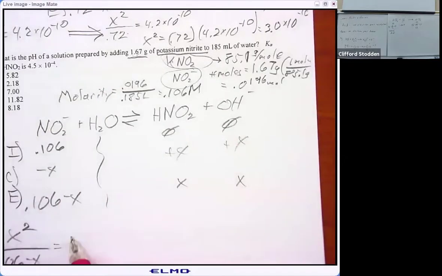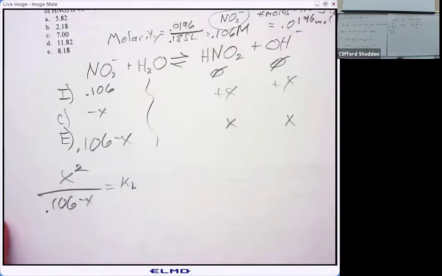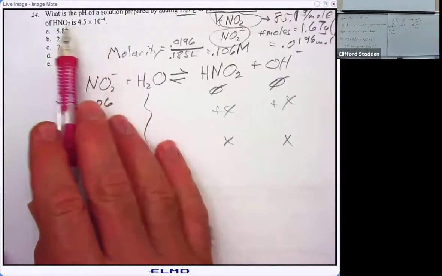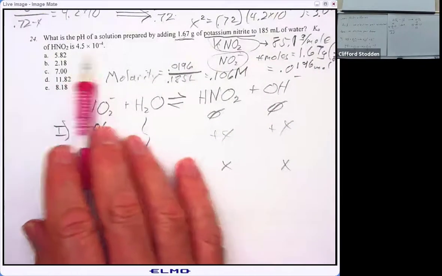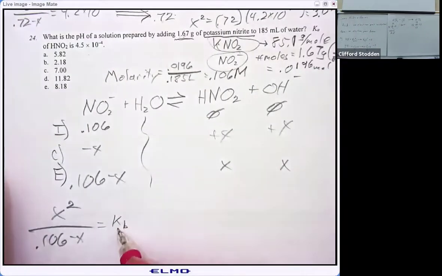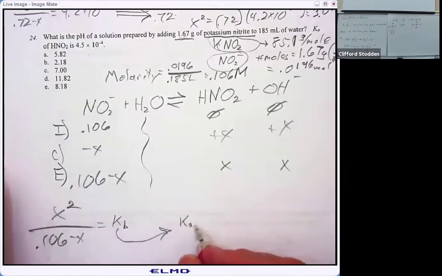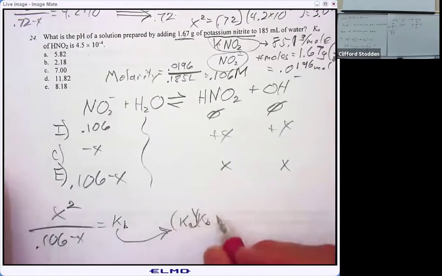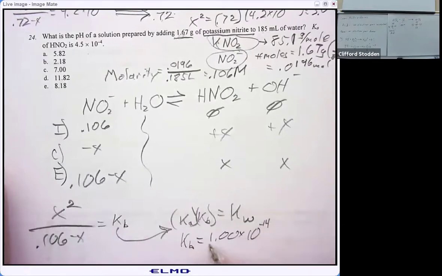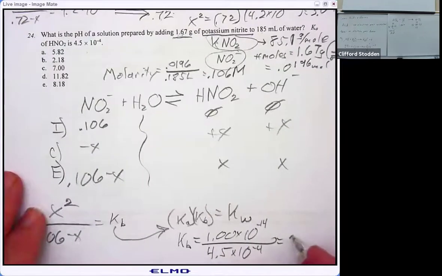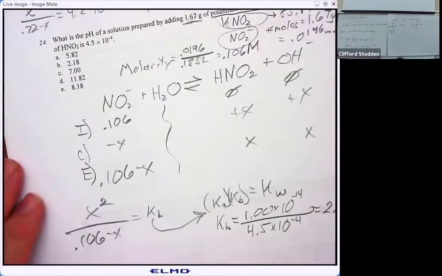And what this has to equal is the Kb. If you look back in the original problem up here, they don't give you Kb. They give you the Ka of nitrous acid. So you have to do another little side calculation here to get Kb, and you use the relationship Ka times Kb equals Kw. So you've got to calculate Kb first. It's going to be 1 times 10 to the minus 14 over this number up here. That's 2.2 times 10 to the minus 11. That's your Kb.